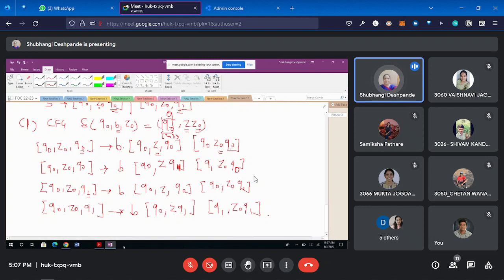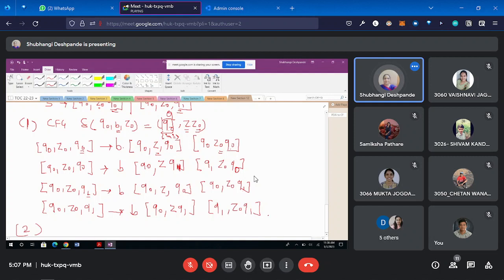So does this look like a grammar or not? If I substitute some non-terminal for Q0, Z0, Q0, then that will be replaced by the non-terminal. If you observe, it looks like a grammar, or it is a grammar only. So this is the first. Now the second.